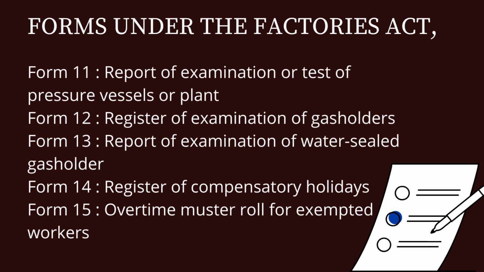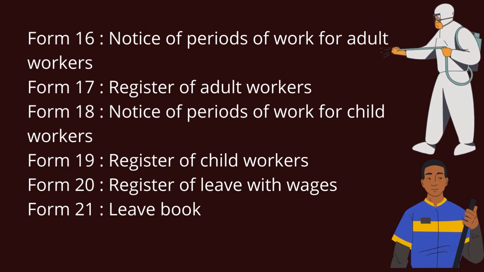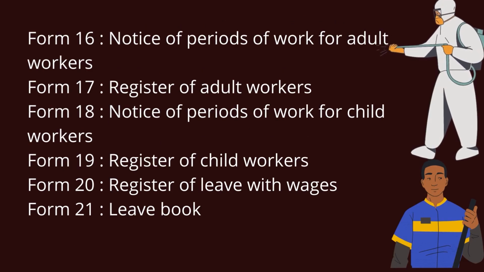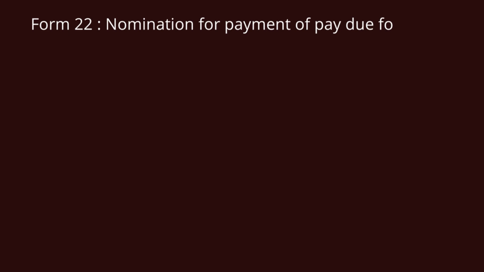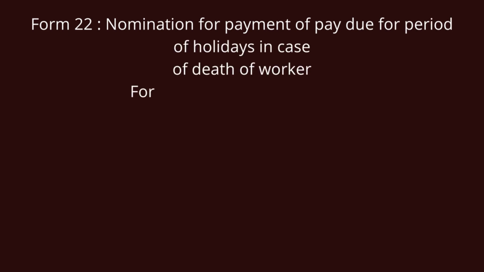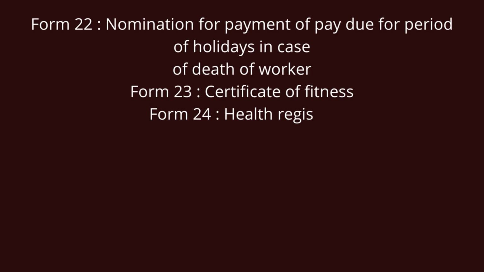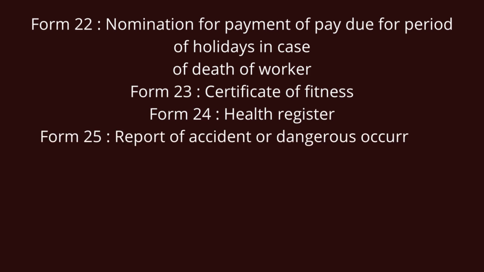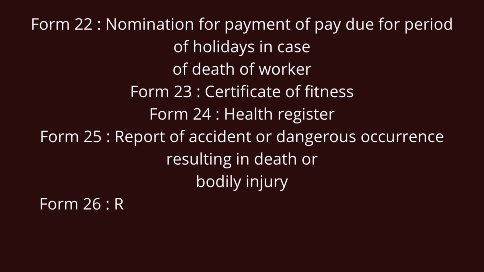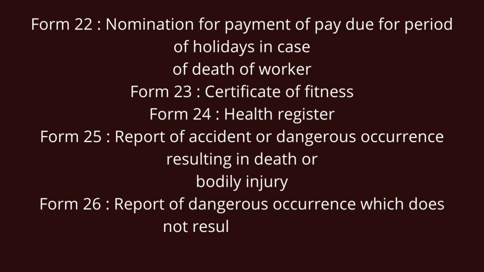All these are important because in case there is a bursting of any of these cylinders, it can lead to a lot of disaster. Then register of compulsory holidays, overtime muster roll, periods of work, and register of adult workers. We all know that below a particular age, that is the children, cannot be employed in factories. Notice of periods of work for child workers, register of child workers, register of leave with wages, and the leave book. Then nomination for payment of pay due for period of holidays in case of death of worker, certificate of fitness, health register, report of accident or dangerous occurrence resulting in death or bodily injury, report of dangerous occurrence which does not result in death or bodily injury.